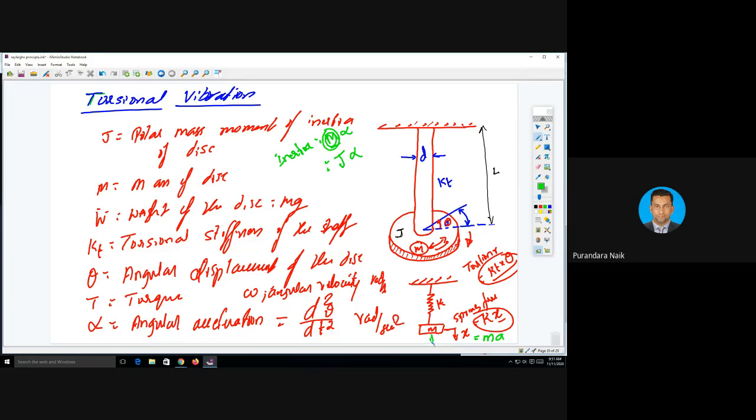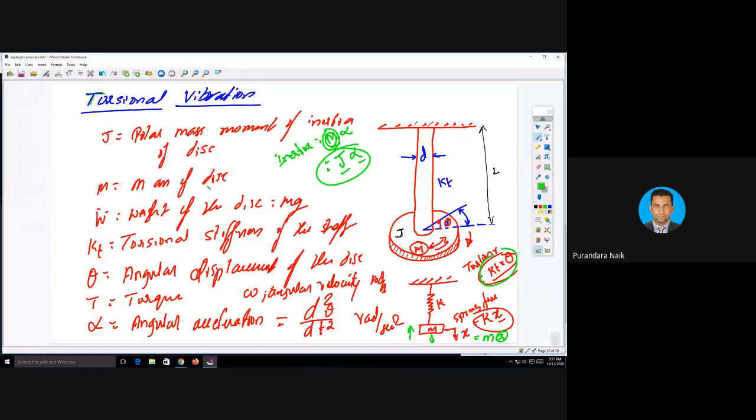In the spring mass system, if you pull it down and leave it, it moves upward with acceleration a, and mass into a gives you the inertial force. But here J into alpha gives you the inertial force. So that is the difference. We have two terms. One is kt into theta. Second one is J into alpha. If you understand this concept, the derivation is very easy.